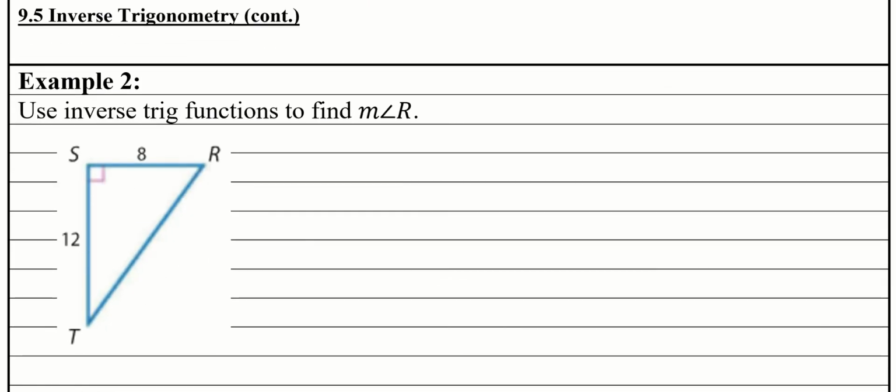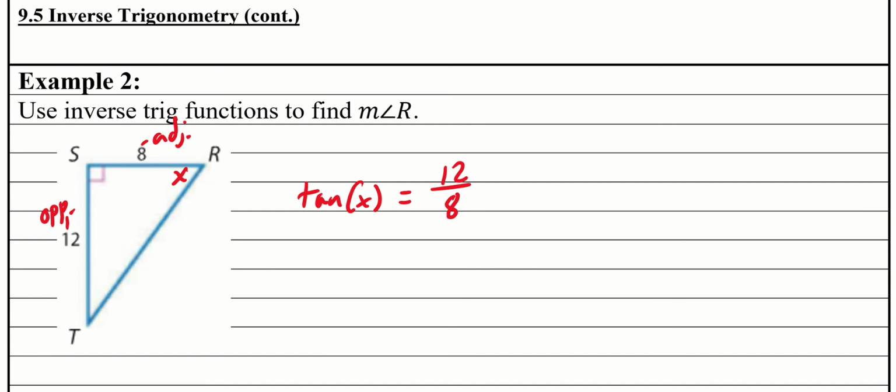In example 2, we have this triangle, and we want to use it to find the measure of angle R. Just like the previous problem, I recommend labeling whatever angle you're looking for, so I would label that X. Now that we have our focal point, we can label our side lengths. Notice 12 is opposite of it, and 8 is adjacent to it. To set up the trig function, think of SOHCAHTOA. TOA is opposite and adjacent, so this would be tangent. So tangent of X equals opposite over adjacent, so 12 over 8.